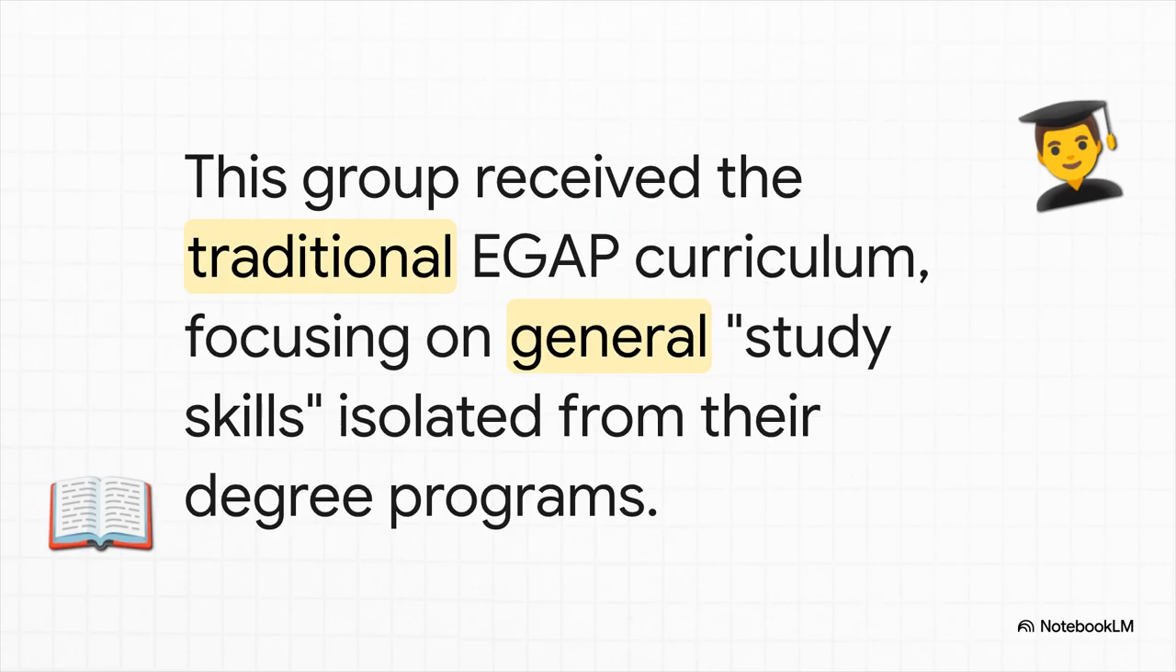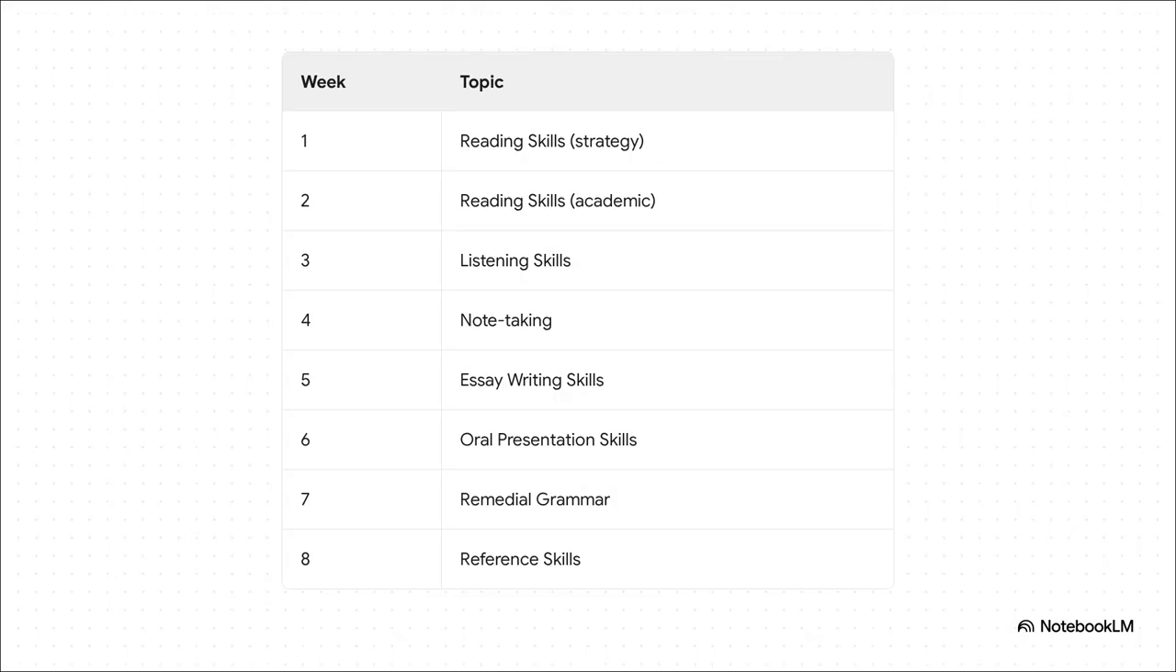So the first group, this was the comparison group, the control group, and they got the standard treatment, a traditional general EAP curriculum. The focus was entirely on general skills, totally disconnected from what the students were actually studying in their degree programs. And as you can see, their 8-week schedule pretty much covered all the classics, right? You've got reading strategies, note-taking, how to give a presentation, how to use the library. I mean, it's all useful information for sure, but it's completely generic, completely disconnected from any specific major.